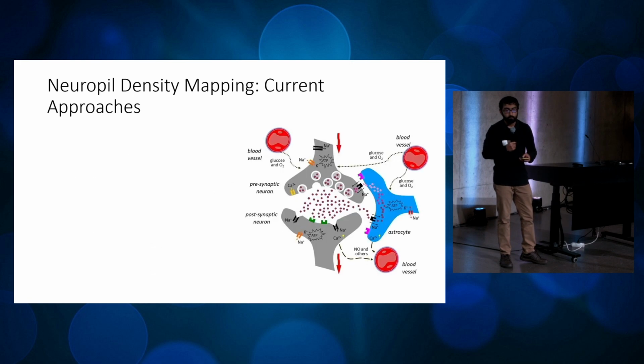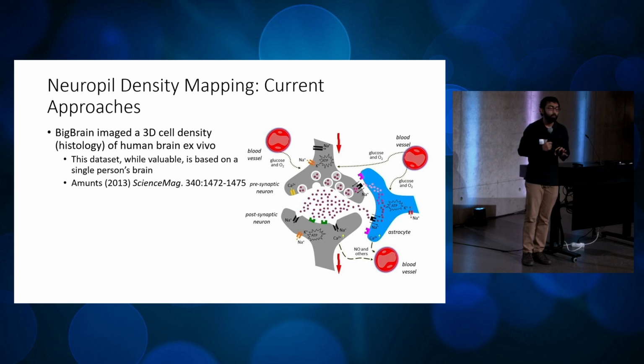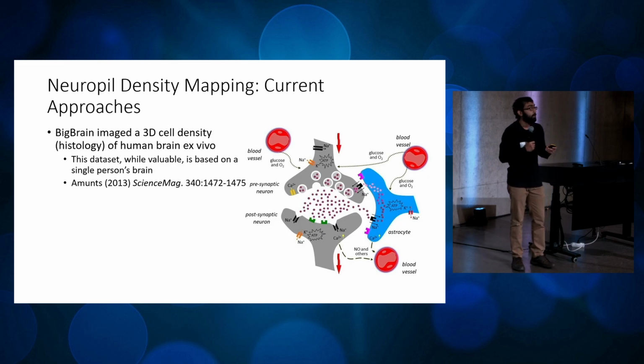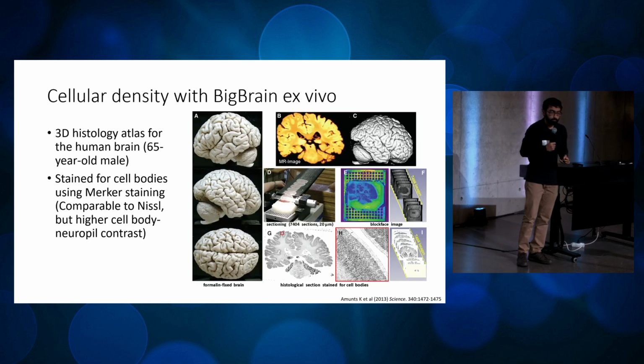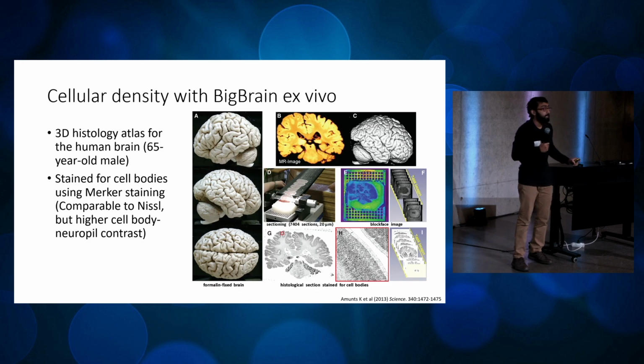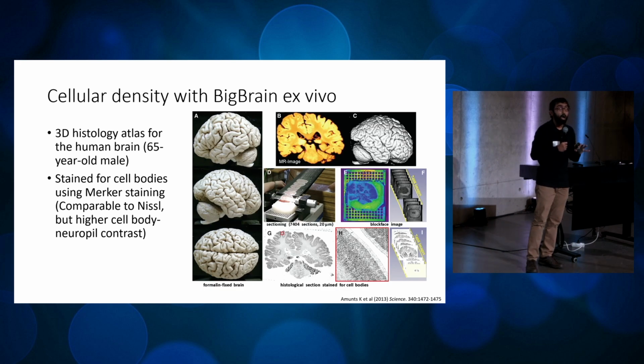But what I really want to focus on here is neuropil density. How do we acquire the cell density and the synaptic density needed for our energy budget? Until now, we've just been using prototypical values. We've gotten cell density from the BigBrain dataset, as well as synaptic density from PET imaging. The BigBrain dataset is a 3D histology with marker staining of the brain, and the intensity of this stain can give us a proxy for cell density throughout the brain.